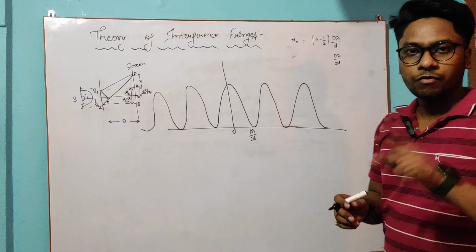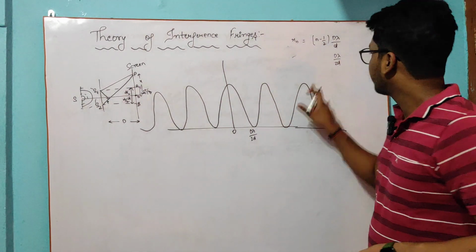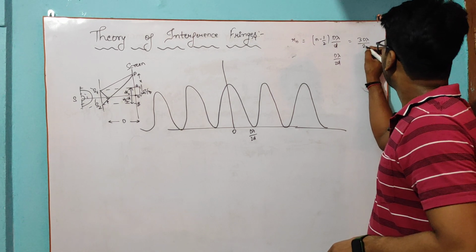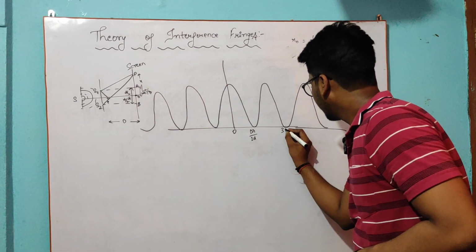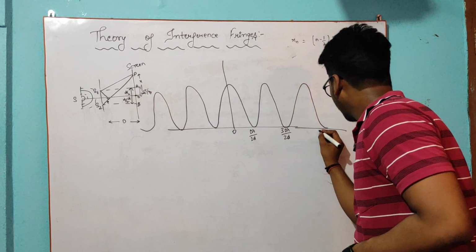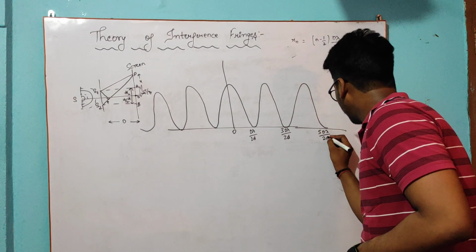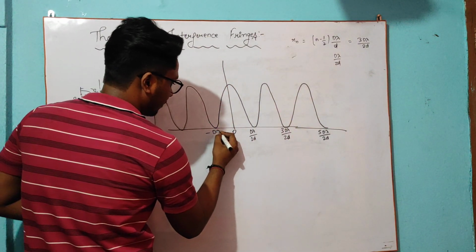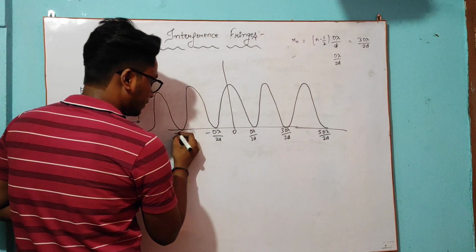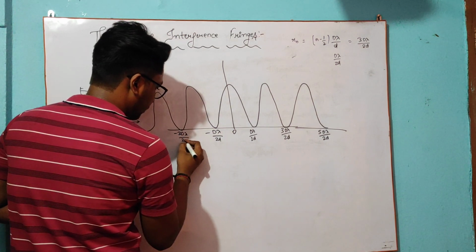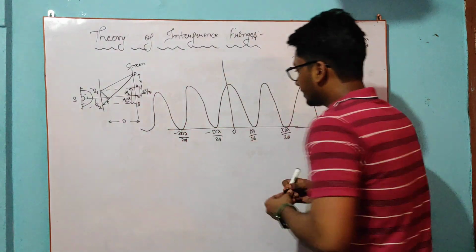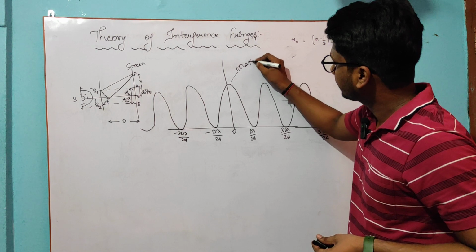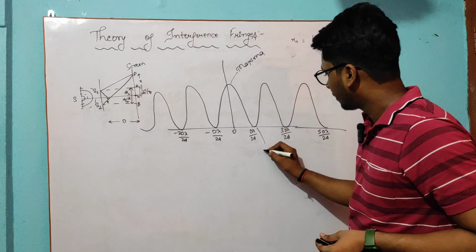For the second destructive interference, put 2 here, so we get 3D lambda upon 2d. Then 5D lambda upon 2d. And on this side we get negative values: minus D lambda upon 2d, minus 3D lambda upon 2d, and it goes on. This is the maxima, and this is the minima.